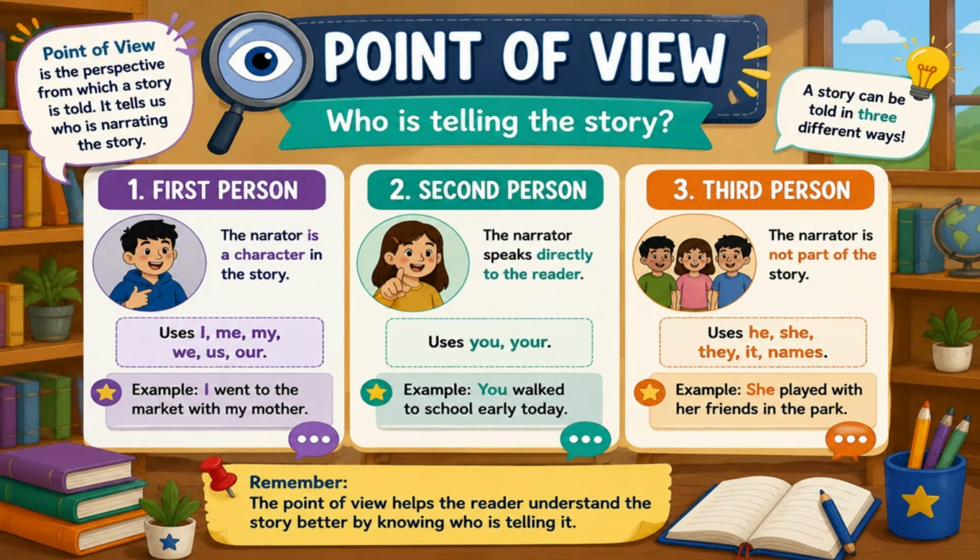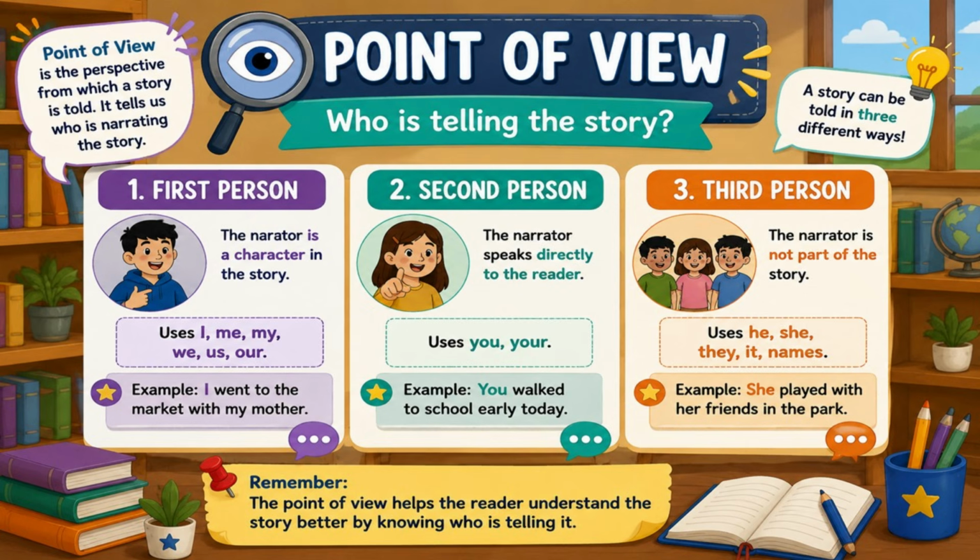Today, we will discuss point of view. Who is telling the story? Point of view is the perspective from which a story is told. It tells us who is narrating the story. A story can be told in three different ways.